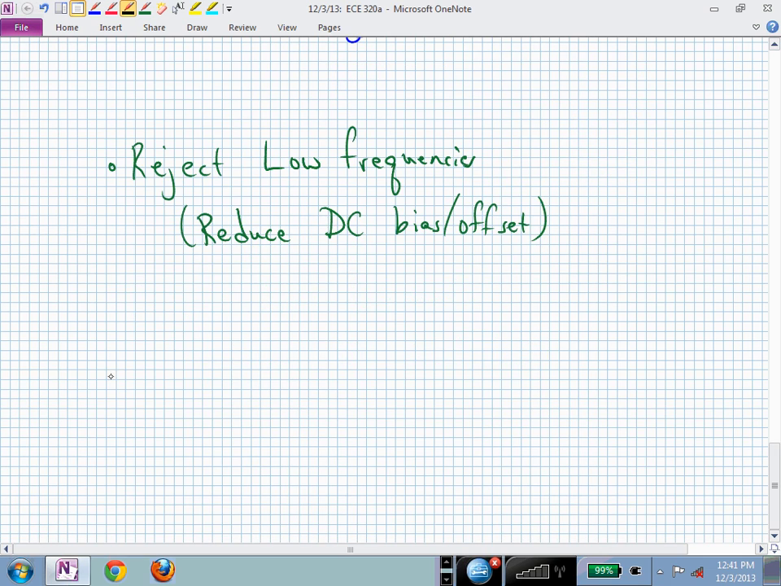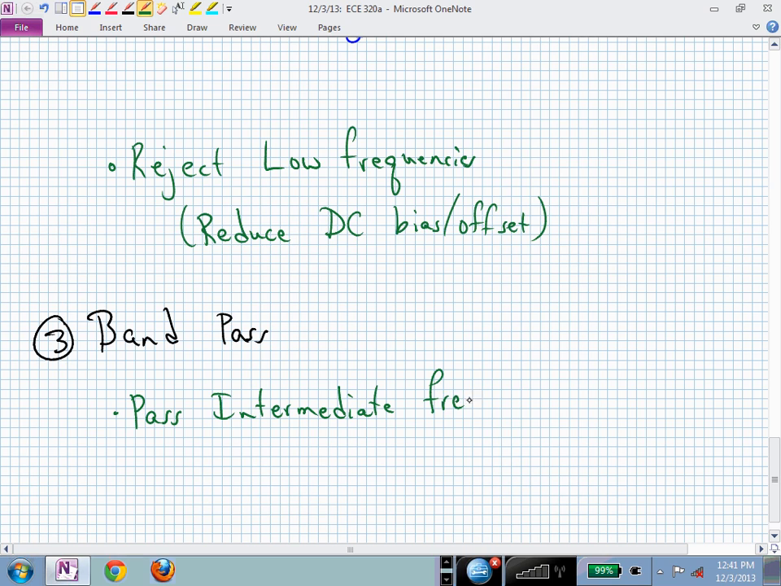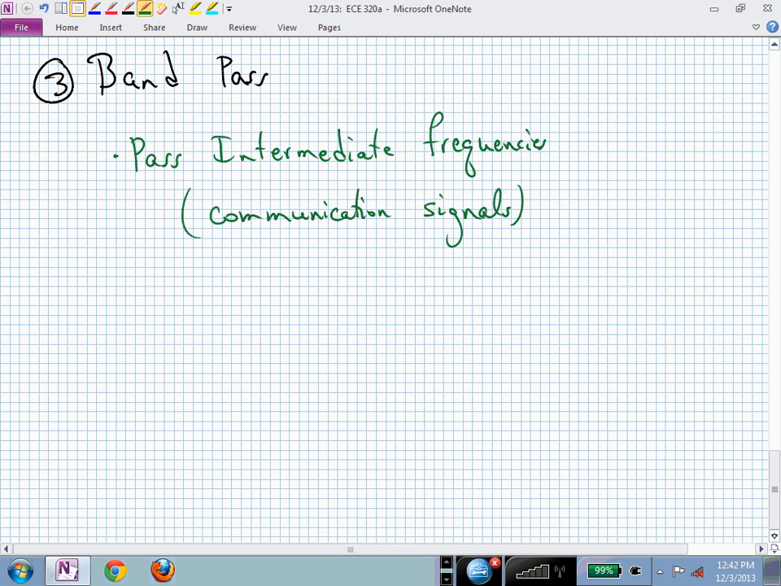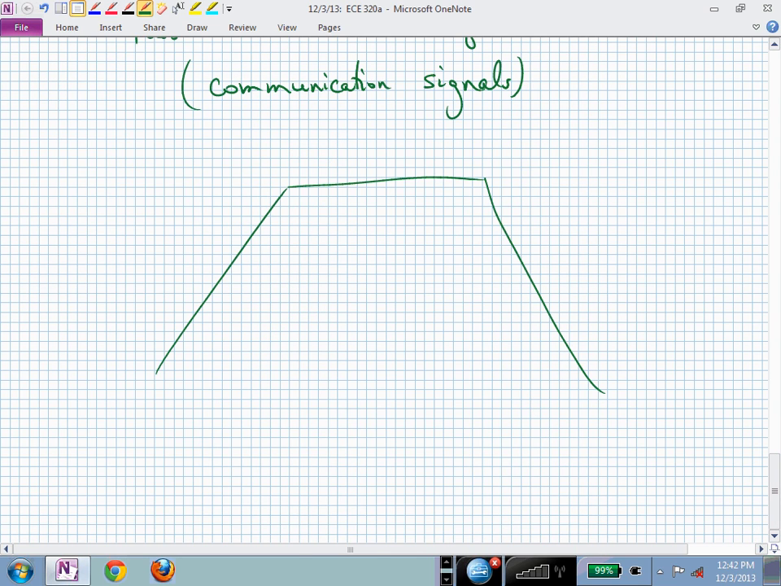Another filter type would be to selectively pass certain frequencies, a band pass filter. In this case, we are passing intermediate frequencies. And again, all of these terms are relative. Intermediate in one setting may be different than in another setting, but we're trying to pass a certain band of frequencies. And that might be for, let's say, communication purposes. Maybe we have specific frequencies that we want to pass through our system. The frequency response now might look something like that, where we are rejecting low frequencies, we're rejecting high frequencies, and we're trying to pass these intermediate frequencies.